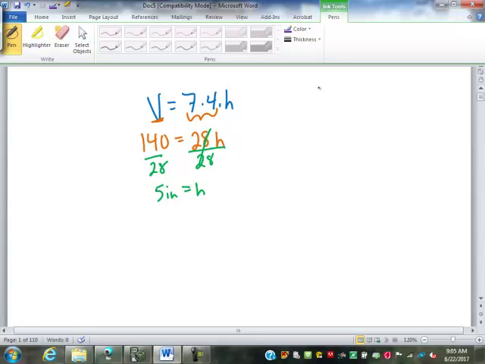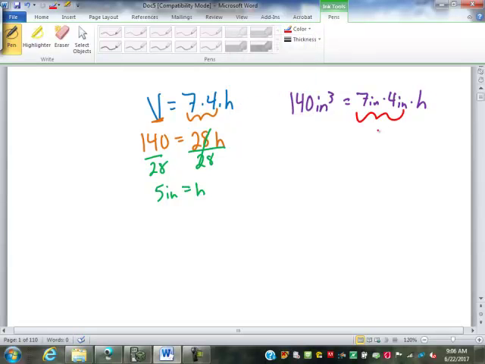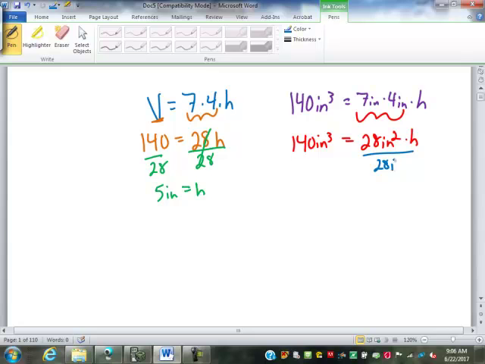If this were a technical math course, I would push the units a little bit more. You would start out with this being 140 cubic inches, and this would be 7 inches times 4 inches times h. And when you combine these, 7 inches times 4 inches would be 28 square inches. And then when you divided that out, 28 inches squared going into 140 inches cubed, 140 divided by 28 is 5. Inches cubed divided by inches squared is just an inch.